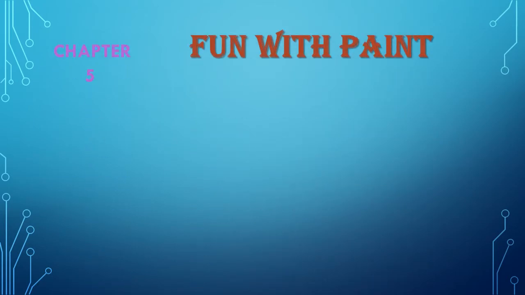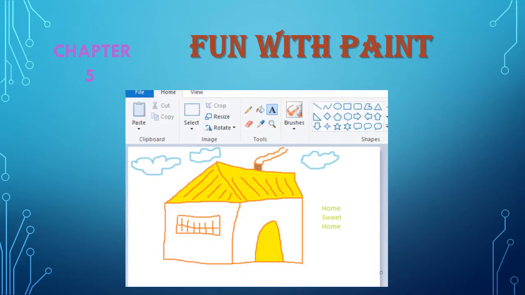Our today computer topic is Chapter 5, Fun with Paint. I hope you all know about all the uses of computers, right? So today we are going to learn how to use the Paint option on the computer, how we can draw in computer, how we can paint, how we can give color for our picture, for our drawing in computer. That is all we are going to see today, okay? So we are going to see fully about Paint.